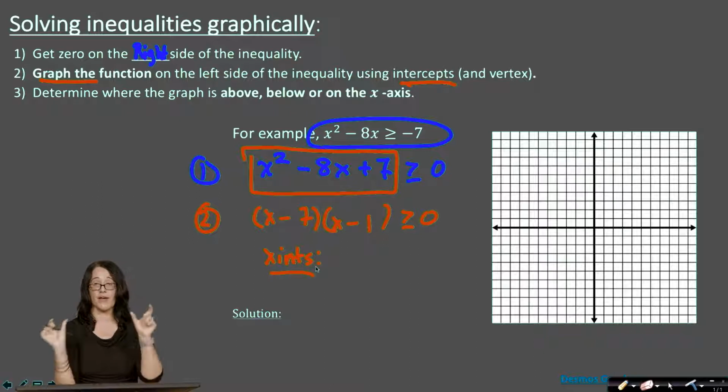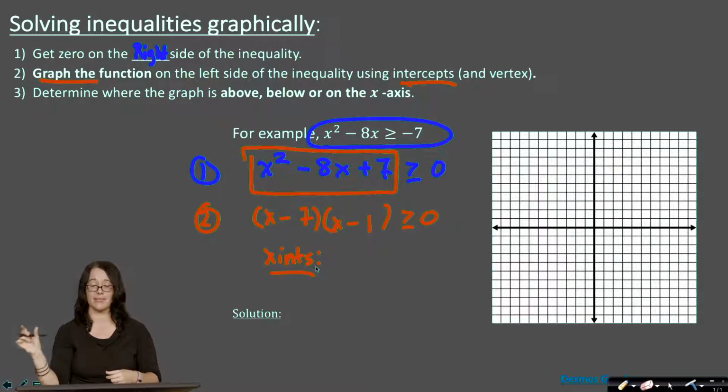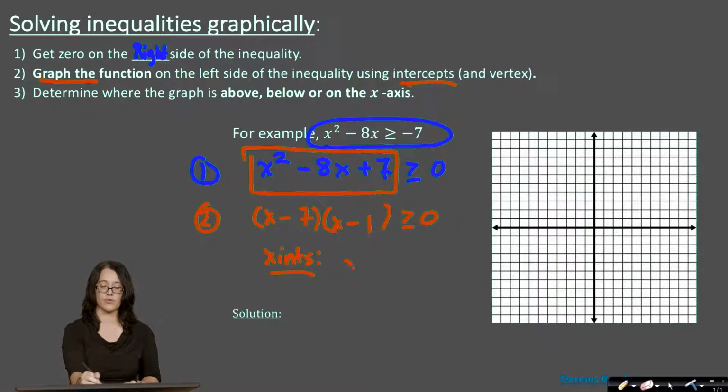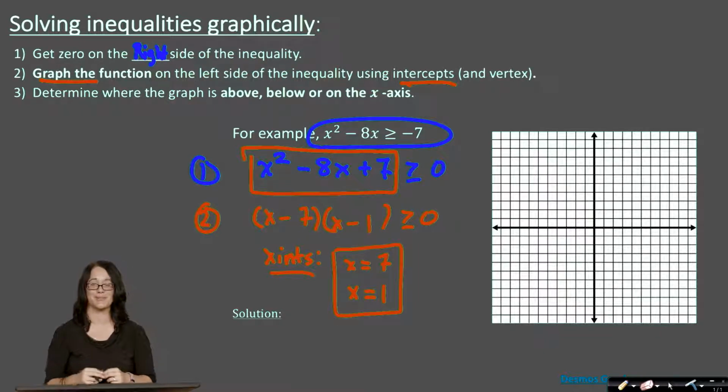Well, by letting each of those factors equal 0, the only time x minus 7 would equal 0 is if x were equal to what? 7. And the only time x minus 1 would equal 0 is if x was equal to 1. Good job, setting each factor equal to 0 to find your x-intercepts. On the graph then, at 1, I know I have an x-intercept, and also at 7. So 1, 2, 3, 4, 5, 6, and 7.